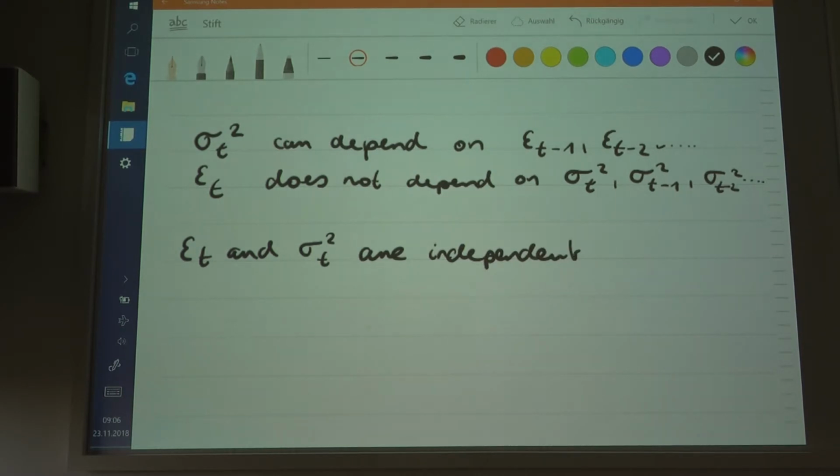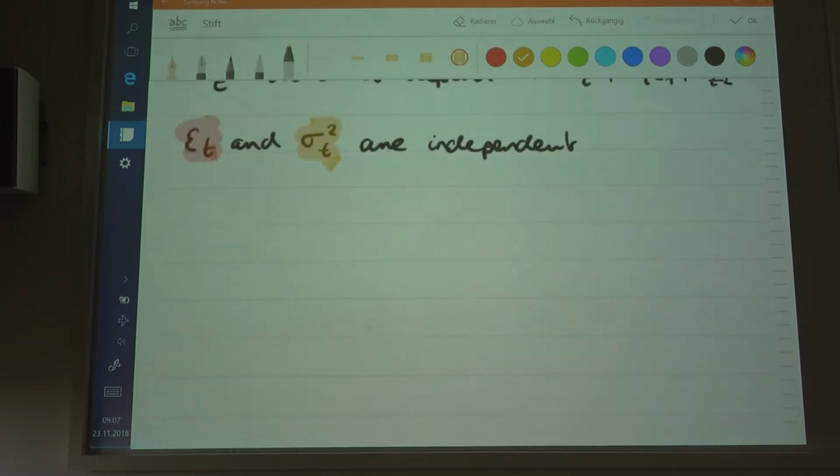So currently, the two are independent: epsilon and the variance process. The current value of the noise and the current value of the stochastic variance are independent by definition. On the other hand, the variance can depend on the past of the noise, but it does not depend on the current value. That's basically how it is.